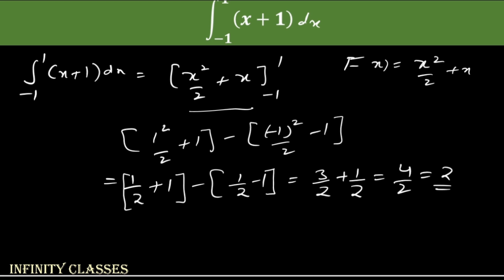Okay, so what we have to do is use the same method as in the indefinite integral. After this, put the upper limit, which is 1, into the result, then subtract the lower limit, and simplify. This will be our definite integral result.